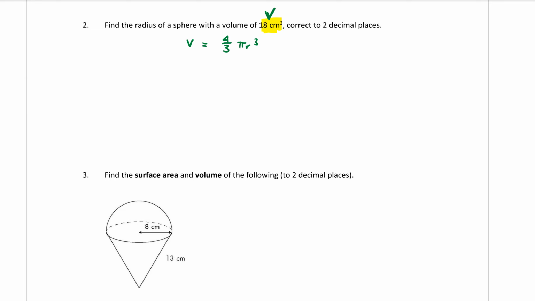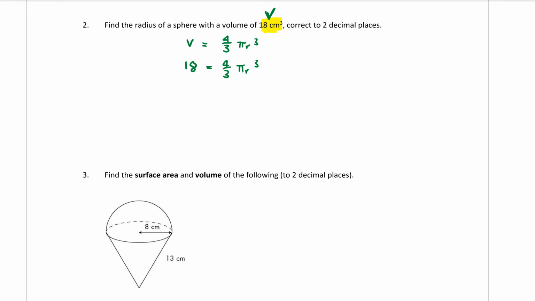All right, substitute in what we know. We know that the V is 18. So 18 equals 4 over 3 pi r cubed. Now the point of this question is that we want to find out what the r is. So everything that I do now is to try and get that r by itself. I'm moving everything away from the r. So you could do one number at a time. You could times by the 3 and then divide by the 4. Or if you want less steps, you could do it in one move.